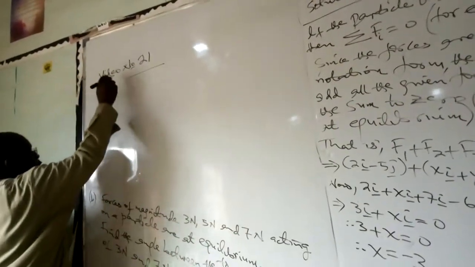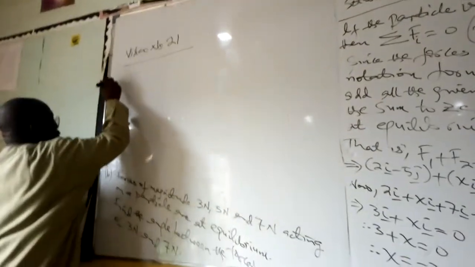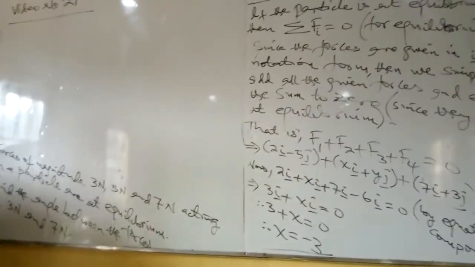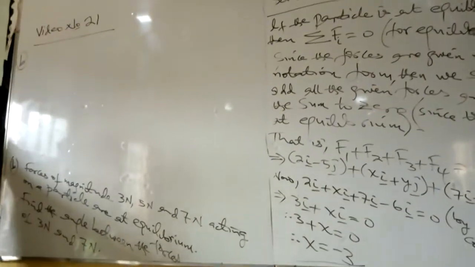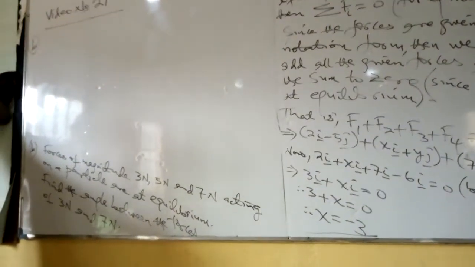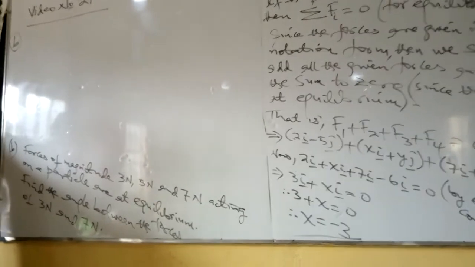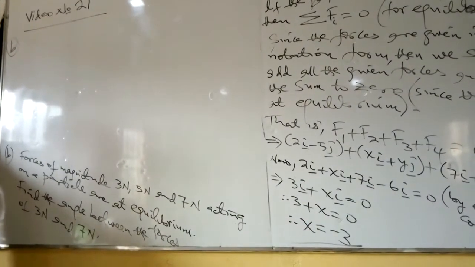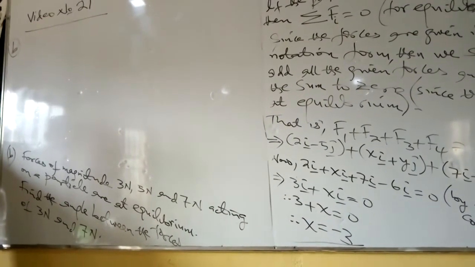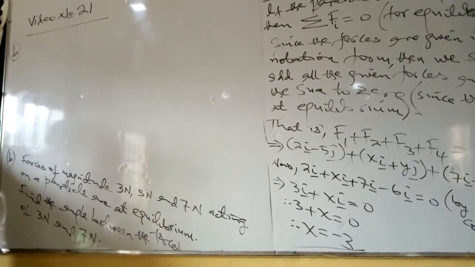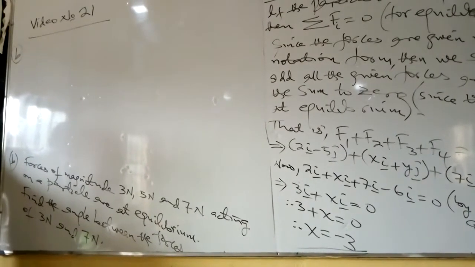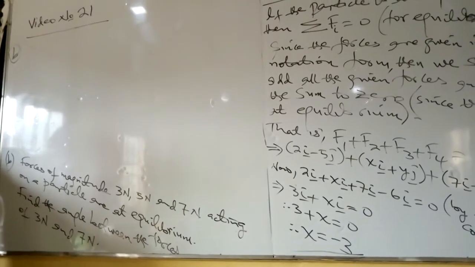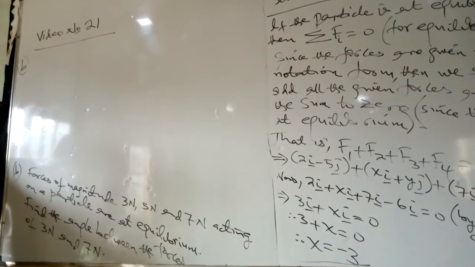Okay, no problem. So now we are on the B part of the question. I read the B part: forces of magnitude 3 Newton, 5 Newton, and 7 Newton acting on a particle are at equilibrium. Find the angle between the forces of 3 Newton and 7 Newton. In this case, we can use Lami's theorem here.